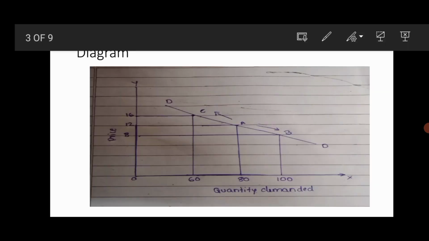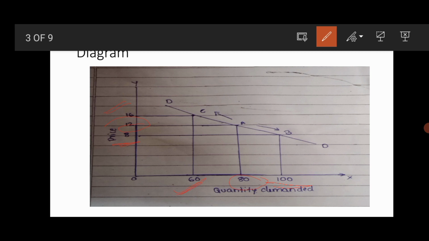Now we will see the diagram. In this diagram we can see that the original quantity demanded is 80 and the original price is 12. Here, when the price declined to 8, quantity demanded increased to 100. And when the price is increased to 16, quantity demanded is reduced to 60.